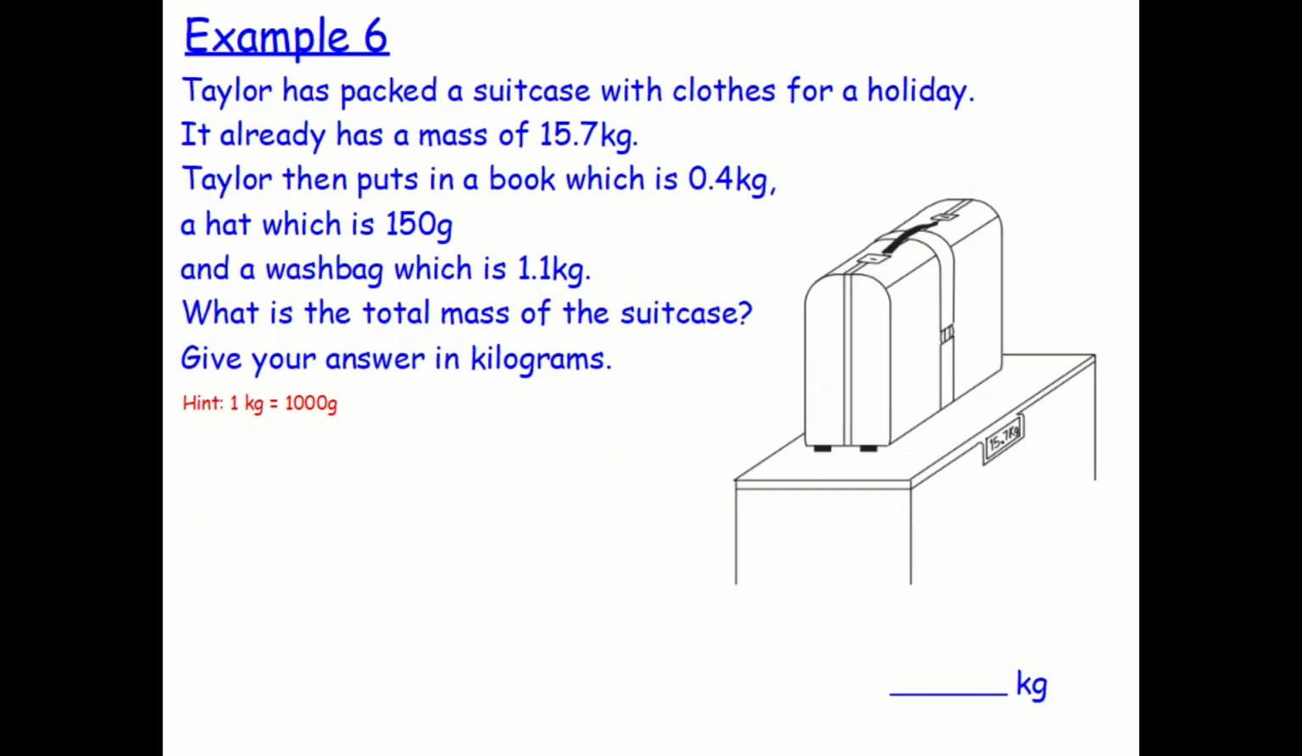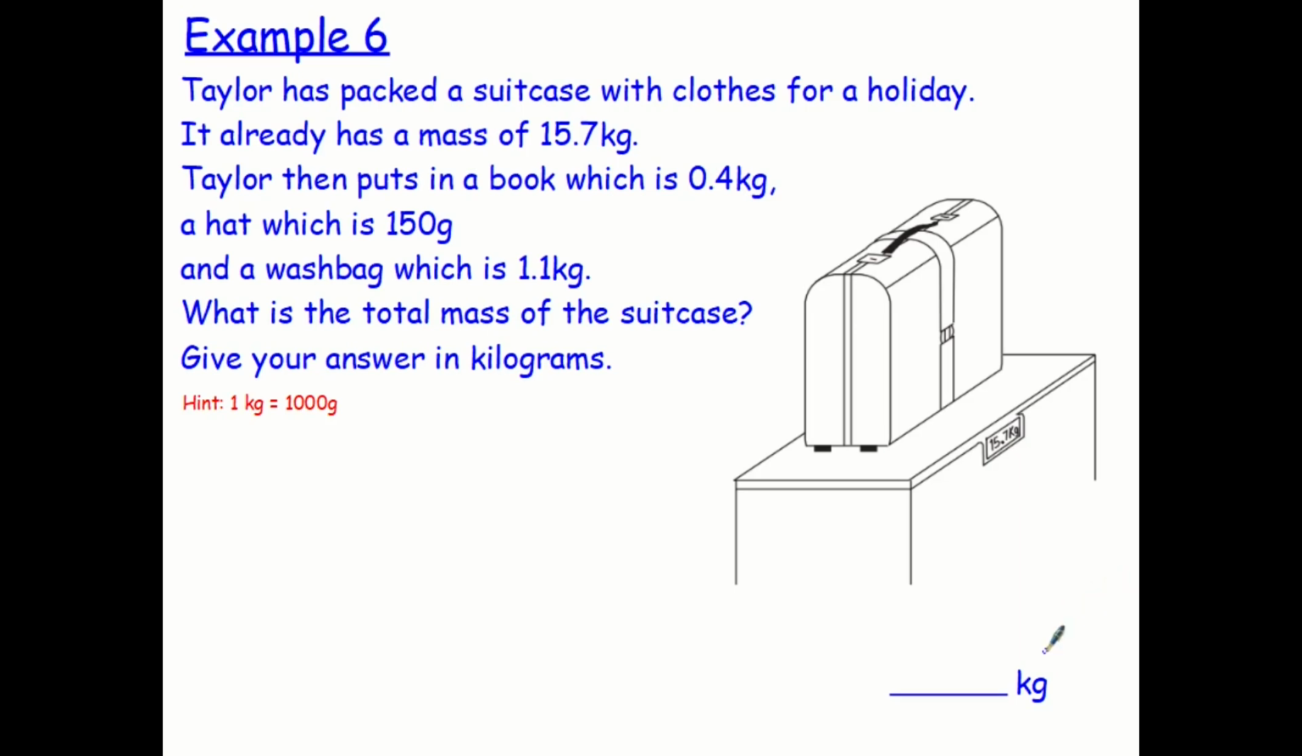Final example. Taylor has packed a suitcase with clothes for a holiday. It already has a mass of 15.7 kilograms. Taylor then puts in a book which is 0.4 kilograms, a hat which is 150 grams, and a wash bag which is 1.1 kilograms. What is the total mass of the suitcase? Give your answer in kilograms.